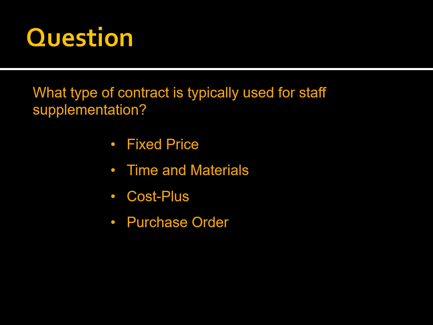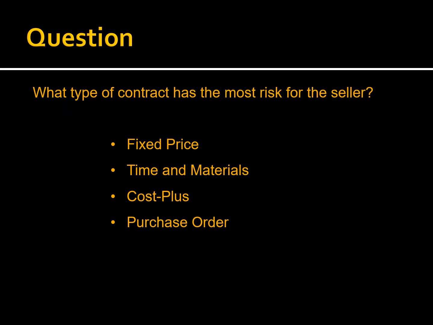So now a question: what type of contract is typically used for staff supplementation? And that should have been an easy one: time and materials. What type has the most risk for the seller? Hopefully this is also an easy one. Yep. Most risk for the seller would be fixed price. Least risk for the buyer.